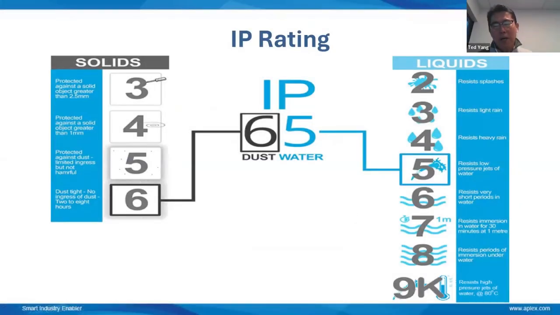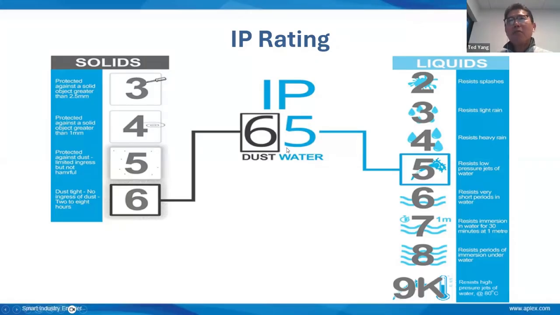I believe we all heard about IP rating. What exactly is IP? There are two numbers. The first digit indicates the solids protection, how big the dust can be. We are all looking at IP6, starting with 6. That means the system is dust tight, and the dust is not able to get into the system for 2 to 8 hours. That means the system is pretty much completely sealed from the outside.